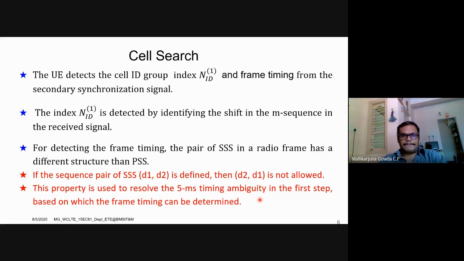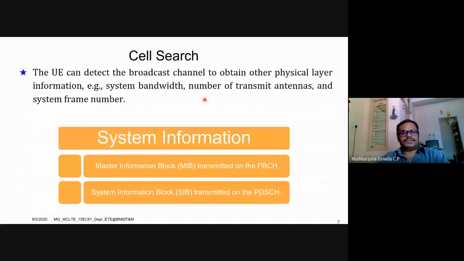Okay, fine. So the first step is over, the second step is over. So the third step is the detection of other system information from the physical broadcast channel. The user equipment can detect the broadcast channel and obtain other physical layer information like system bandwidth, number of transmit antennas, then system frame number and so on.